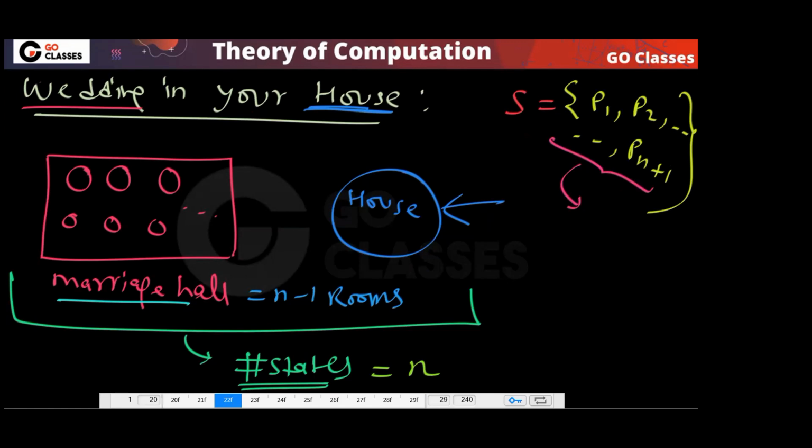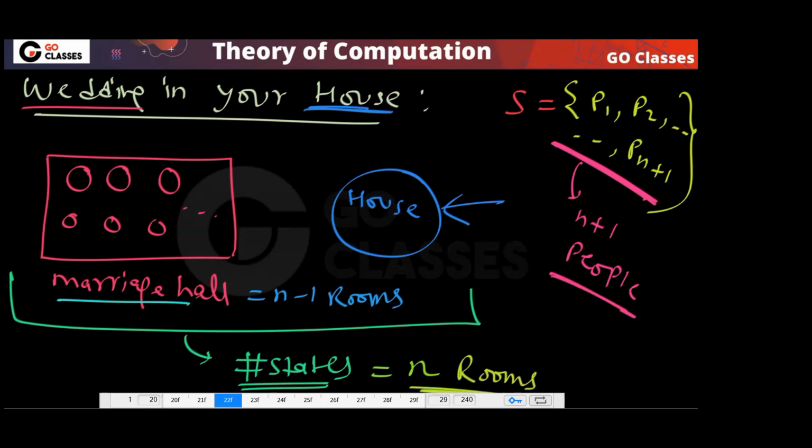Let me ask you this question. If you have n plus 1 people, then what can you guarantee? If you have n plus 1 people and there are a total of n rooms, then definitely at least 2 of them have to share a room. At least two of them must share a room.